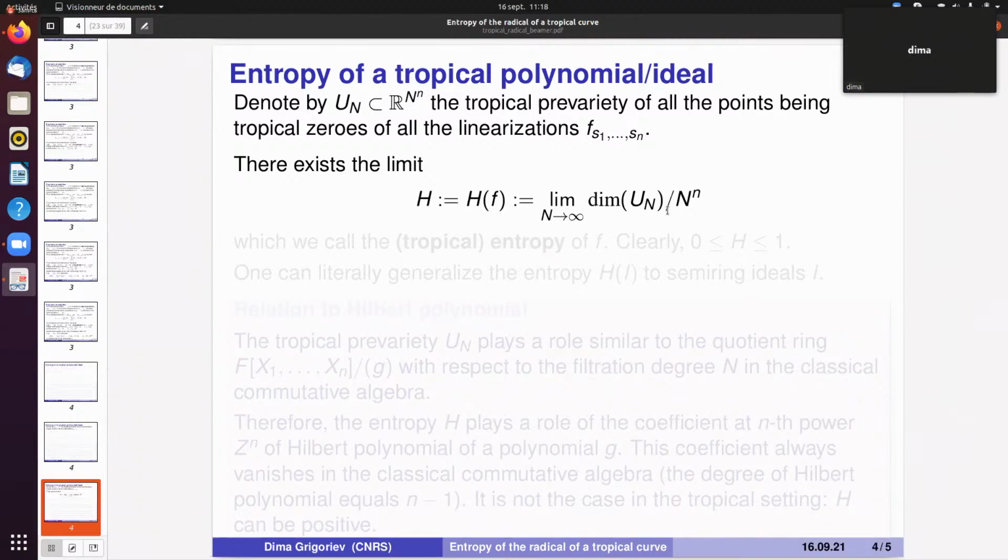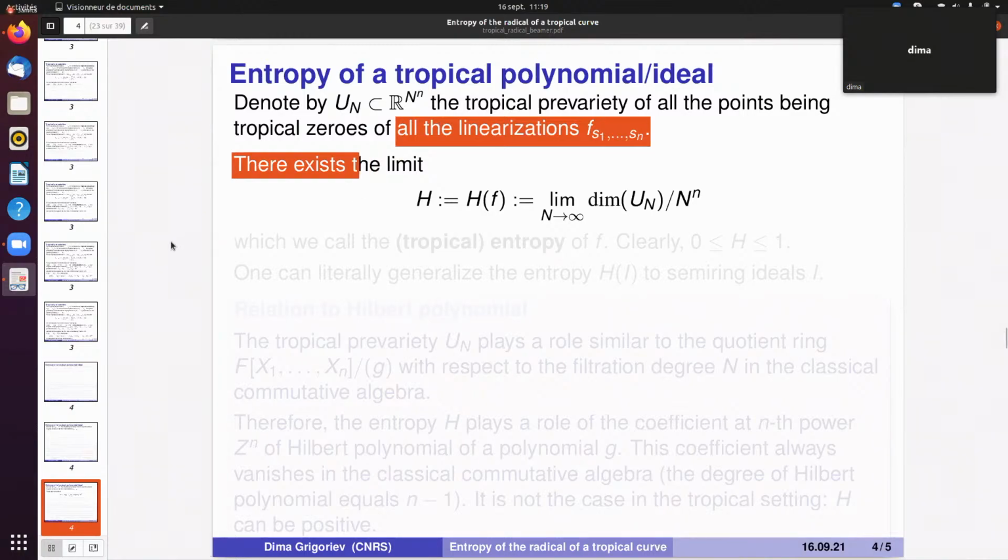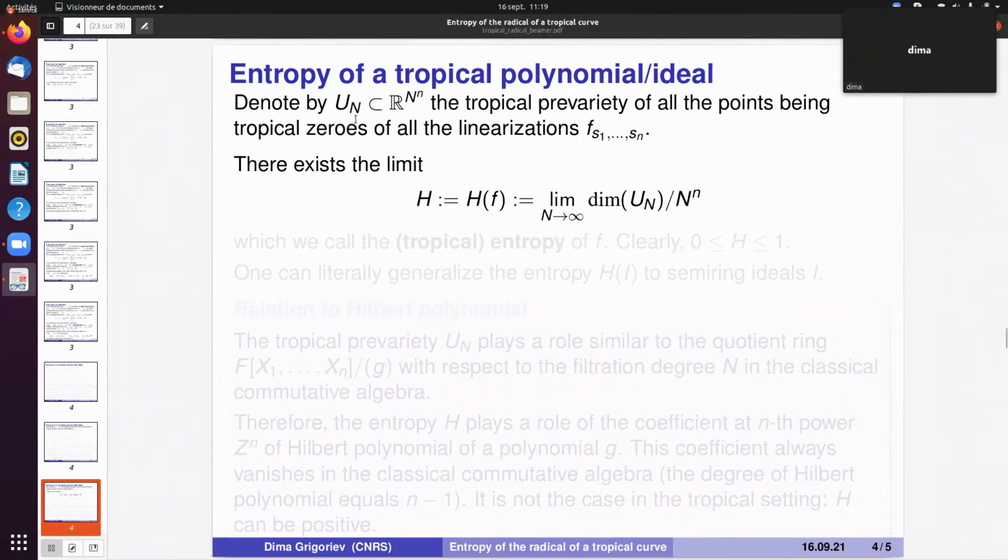In the classical world, these things coincide, because if we consider the quotient space of the ideal, then the dimension of this quotient space coincides with the dimension of the solutions of the linear systems of the ideal. And this is nothing else but the UN which we considered here.